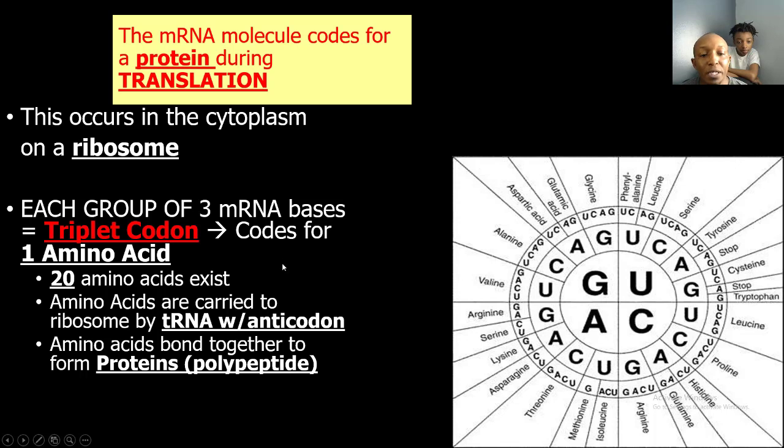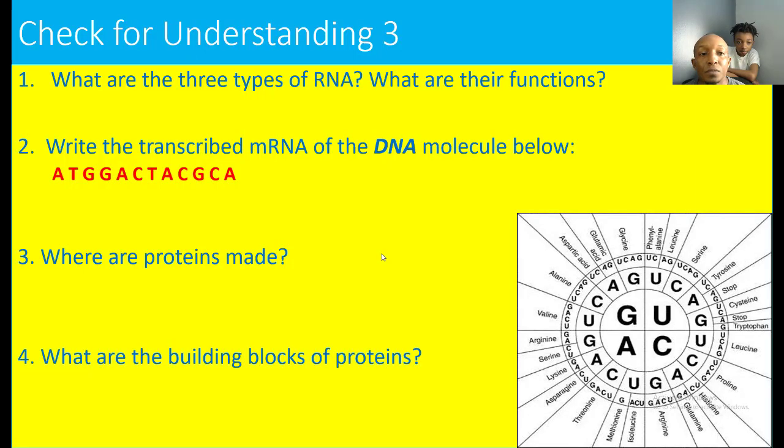So there are 20 amino acids that exist in all, and amino acids are carried to the ribosome by the tRNA with the anticodon, and amino acids bond together to form proteins or polypeptides. So now it's time for your third check for understanding. You'll have 2 minutes to answer the following questions, and we'll give you those 2 minutes beginning now.